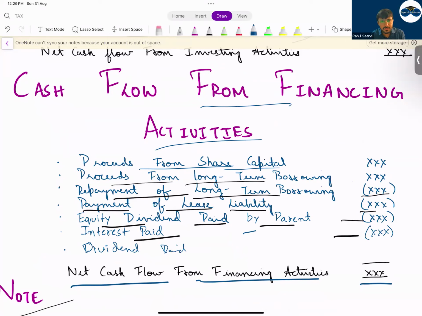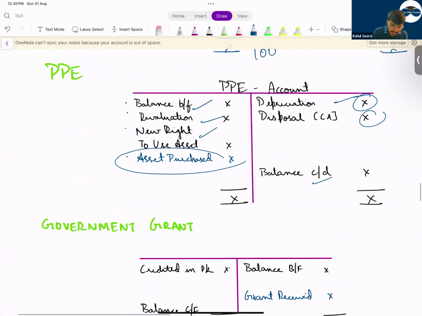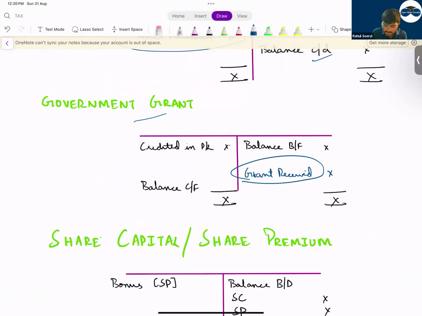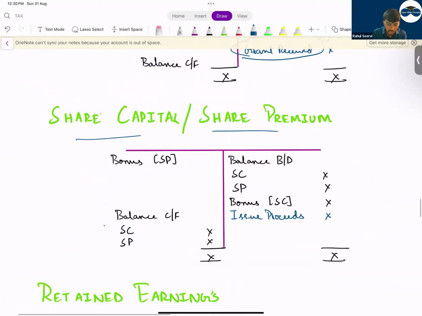Here you have to write down the dividend payment by owners, and the dividend paid to NCA also, because we are preparing consolidated statements. This also will come here. Then next, government grant. Why do we do government grant? So that we get to know what grant amount we have received, so that we can take it into the investing category. Then share capital and share premium, together we do.